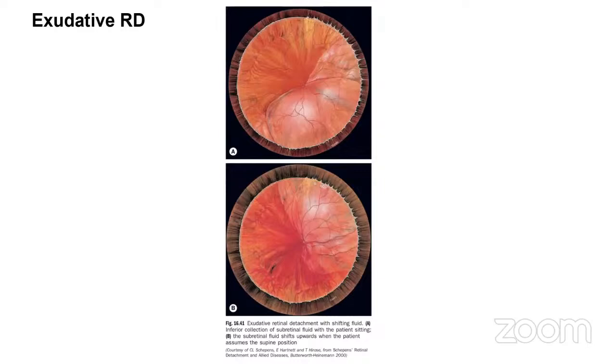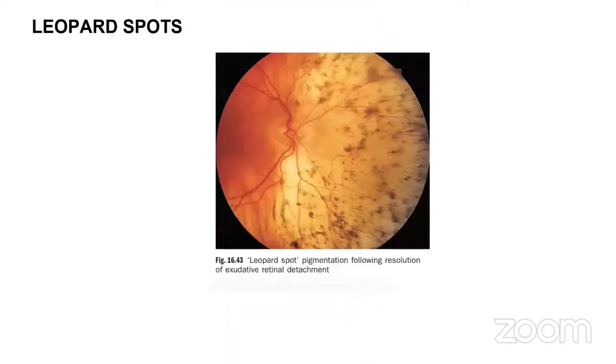So this is the image of exudative RD. You can see in the topmost figure, the RD is present inferiorly, and on changing the position, it goes to the superior quadrant. So this is the shifting fluid, and these are hyperpigmentary changes known as leopard spots. After this is following the resolution of exudative retinal detachment.